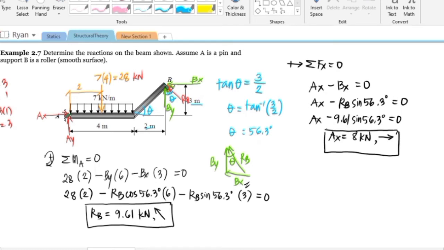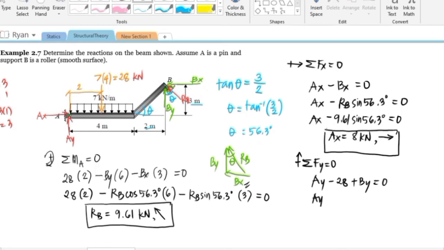In order for us to solve for the reaction AY, we are going to summate forces vertical is equal to 0, taking the upward direction as positive. Now, makikita natin dito, meron tayong tatlong vertical forces, that is the AY, yung resultant ng load na 28, and the BY. So, AY is directed upwards, that is positive, minus 28 kilonewton. Then, BY is directed upwards, so plus BY is equal to 0.